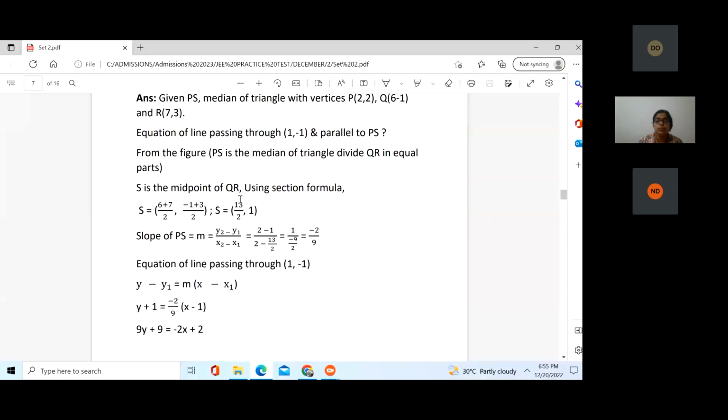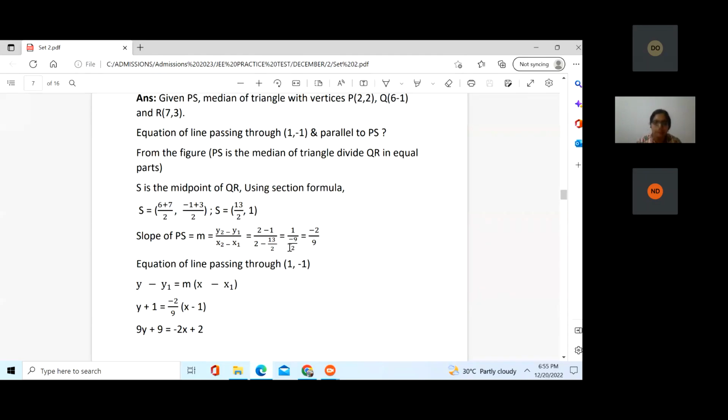Here we know the value of S, and what are the other values? P is (2, 2). So how are we going to write this? This is y2 minus y1. This is (2, 2), and this is (13 by 2, 1). So (2 minus 1) by (2 minus 13 by 2). I have got the answer as 1 by minus 9 by 2. So this will be minus 2 by 9.